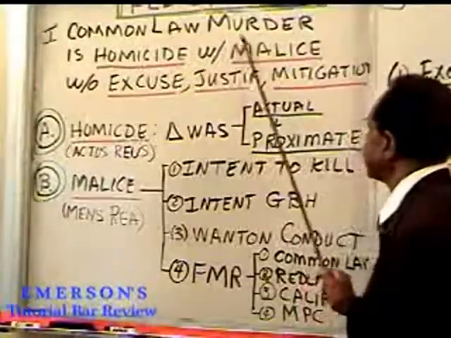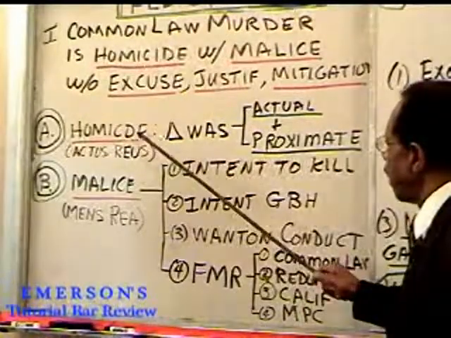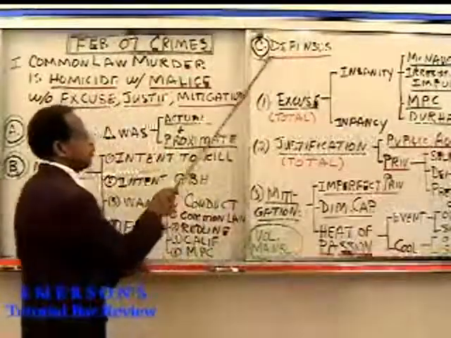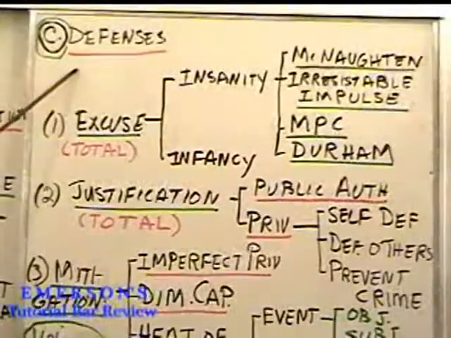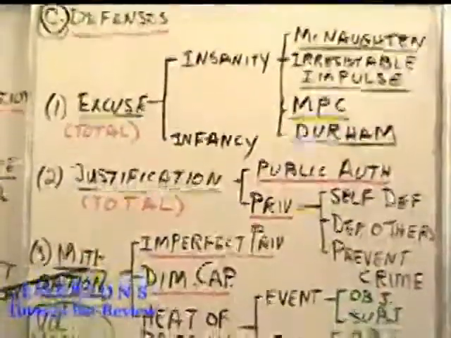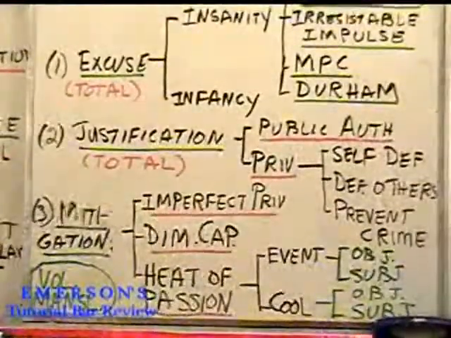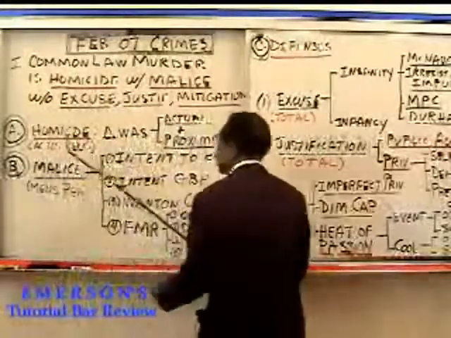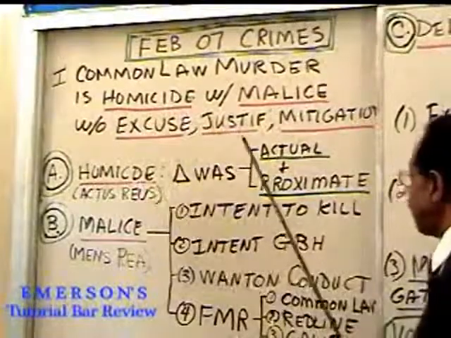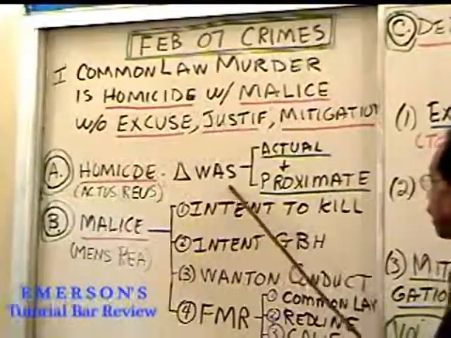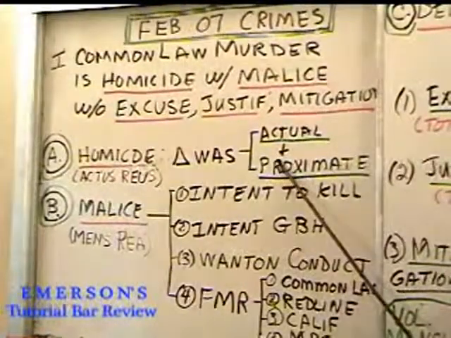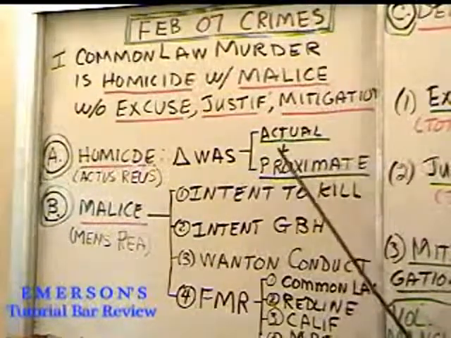Common law murder. It requires homicide with malice without any of the defenses. Okay, the defenses are excuse, justification, mitigation. So let's go back over here and take a look at common law murder. Common law murder requires homicide. What is homicide? Homicide is the actus reus of the crime. It requires that you establish that the defendant was the actual and proximate cause of the death of the victim. The defendant needs to be the actual and proximate cause, both.